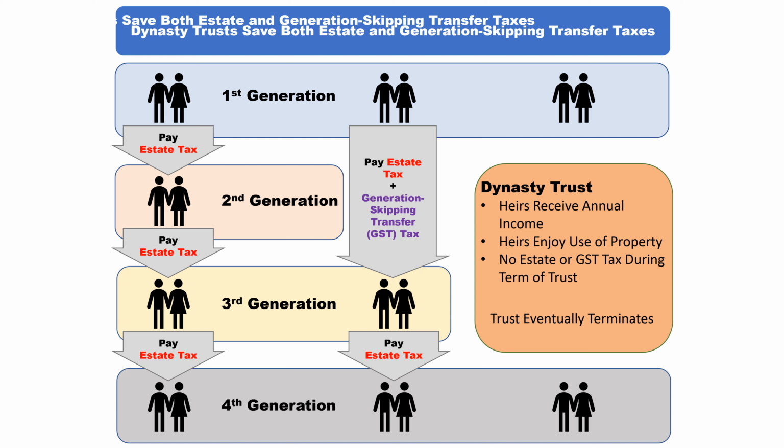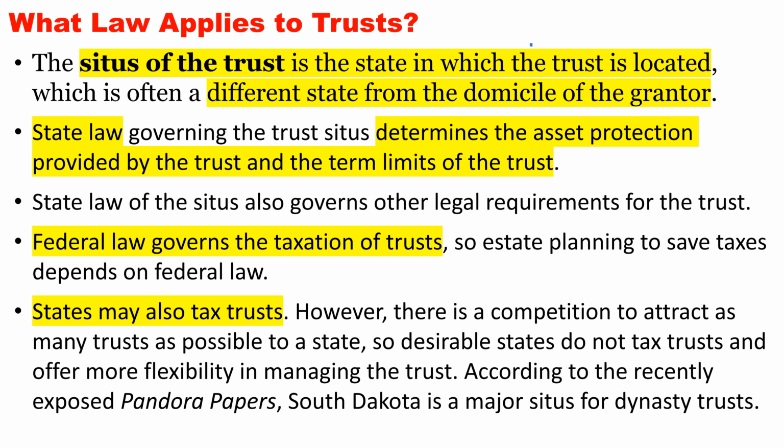The estate tax must be paid on the transferred value to the dynasty trust when it is first created, and the GST tax will also have to be paid when the trust finally terminates, since the beneficiaries will be more than 1 generation removed from the grantor of the dynasty trust. However, no other estate or GST taxes will be due as long as the trust exists.